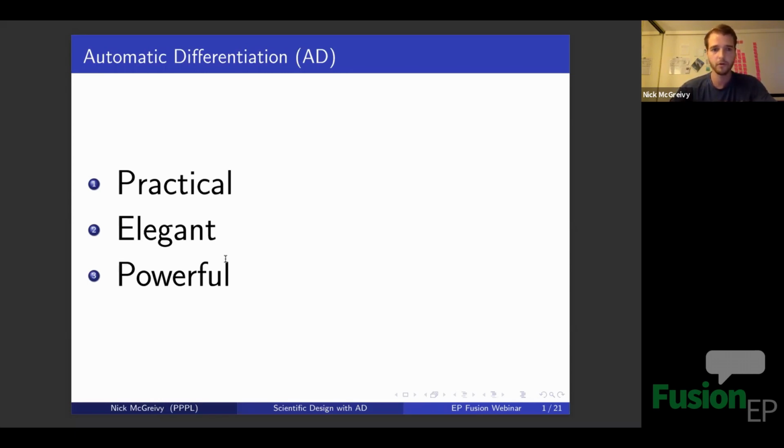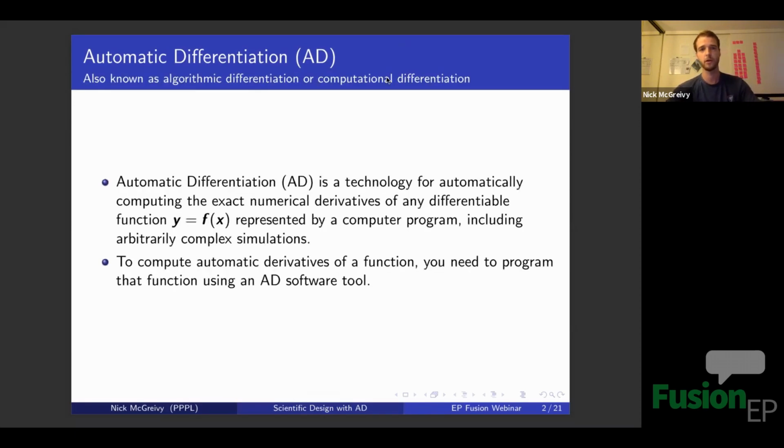Great. So how is AD practical for computational physicists? First, let's understand what it is. And this is a definition we'll understand better throughout the course of the talk. But the definition that I give is that AD is a technology for automatically computing the exact numerical derivatives of any differentiable function represented by a computer program, including arbitrarily complex simulations. And so to compute automatic derivatives of a function, you program that function using an AD software tool.